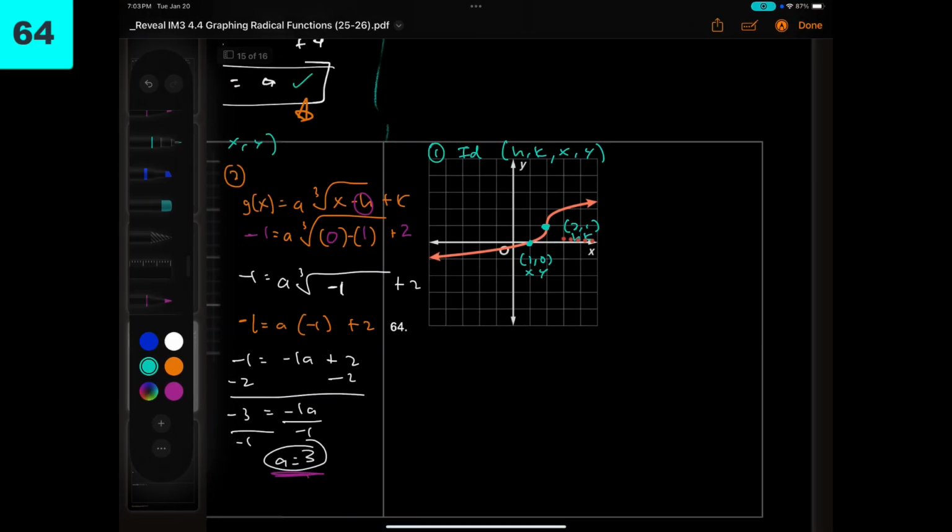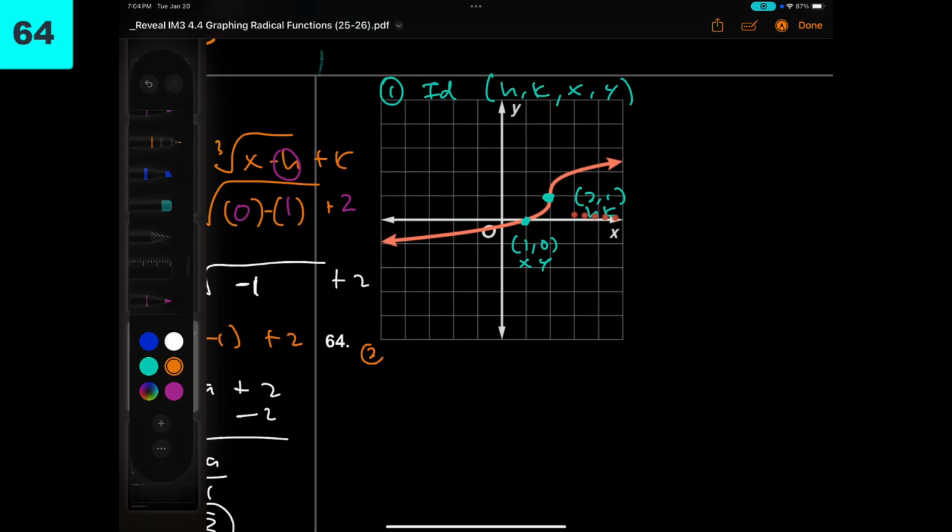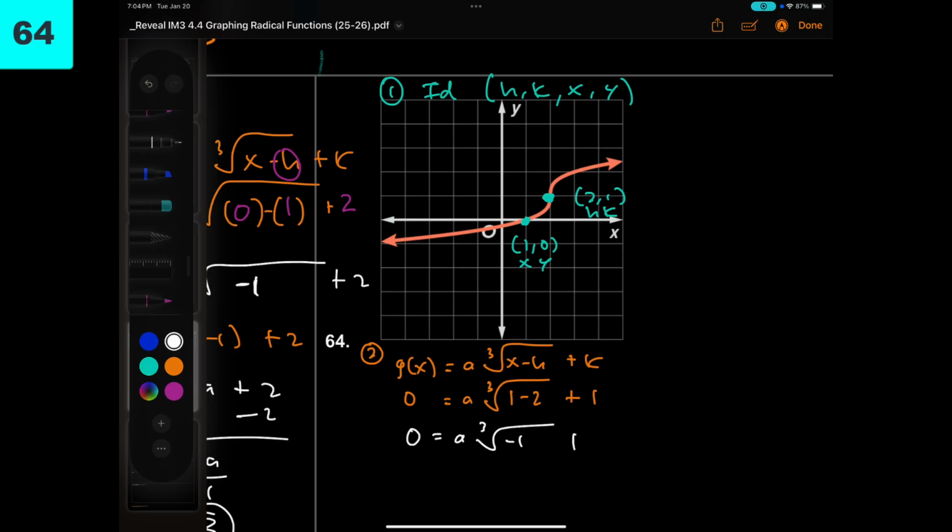Okay. So let's now do, I was looking for the color orange. Solve for a. So let's write down our formula. Substitute what we have. My y value is 0. We're solving for a. My x value is 1. My h value is 2. And then my k value is 1. So I have -1 plus 1.